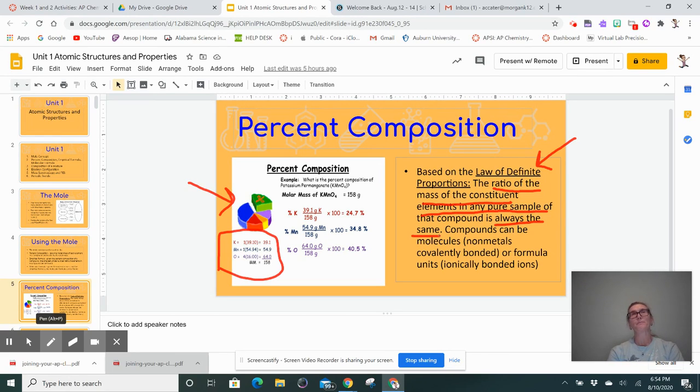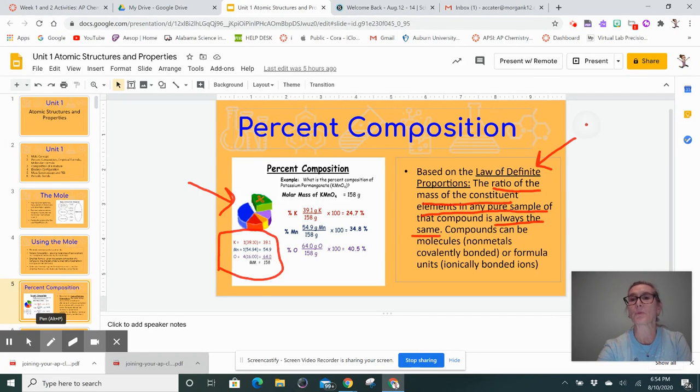Compounds can be molecules or formula units. There are 2 ways of saying the same thing. A compound is a molecule, and molecules are usually made up of nonmetals that are covalently bonded. Or if it's ionically bonded, we don't call that a molecule, we call it a formula unit. Both of them are compounds.